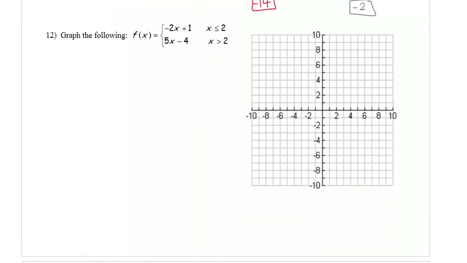Number 12, we are actually graphing a piecewise function. So we're going to pretend this is y equals negative 2x plus 1, y equals 5x minus 4, but we're going to kind of cut off parts of our graph. So this one here would have an intercept at 1, and then going down 2 over 1.